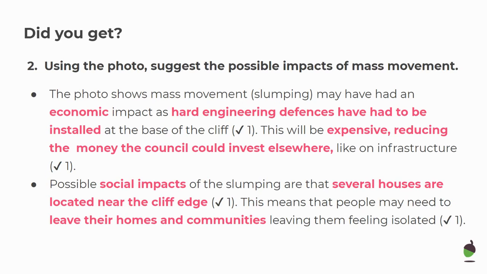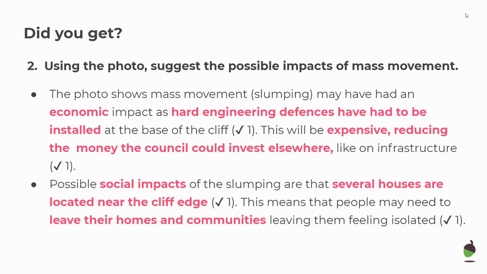Possible social impacts of the slumping are that several houses are located near the cliff edge. 1 mark. This means that people may need to leave their homes and communities, leaving them feeling isolated. 2nd mark. So these are only possible suggestions. You may have had something different, but I would like you to check you've categorised your impact and you've got a connective to explain your answer. So this means that. Consequently. Pause the video if you need to make any improvements.